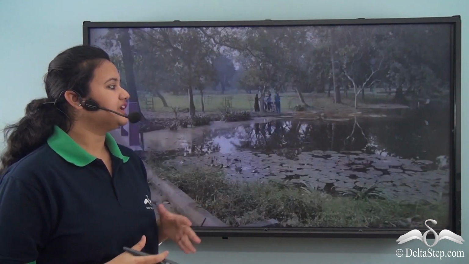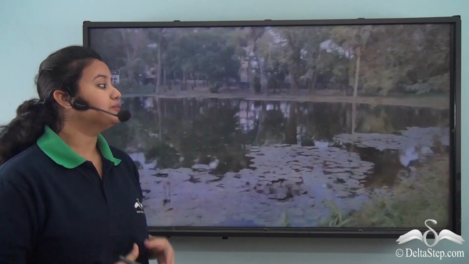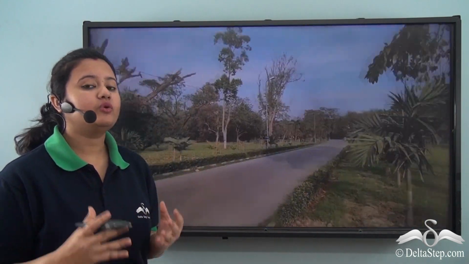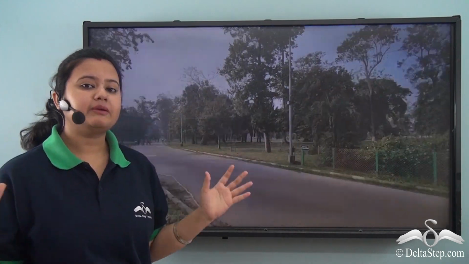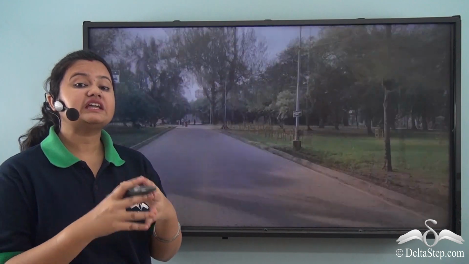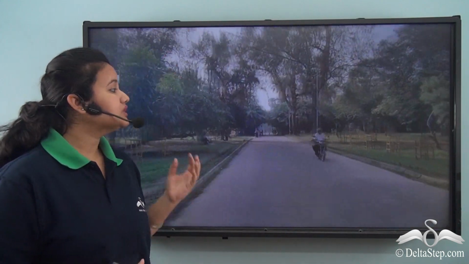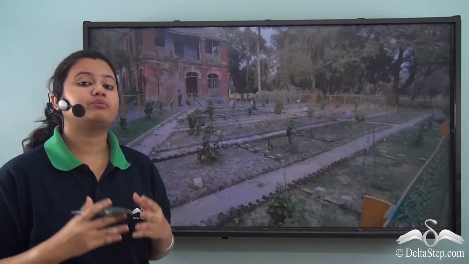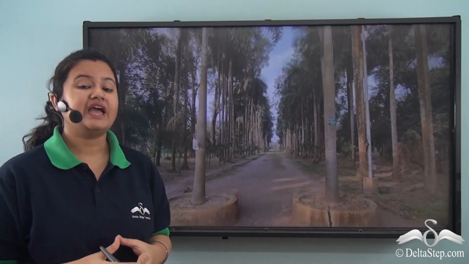Well, here we can watch a video of the Botanical Garden of India, which is situated in Howrah, West Bengal. The full name of this garden is Acharya Jagadish Chandra Bose Indian Botanic Garden. It was set up in 1890 with the objective of exploring the plant resources of the country and identifying and protecting the endangered plant species.